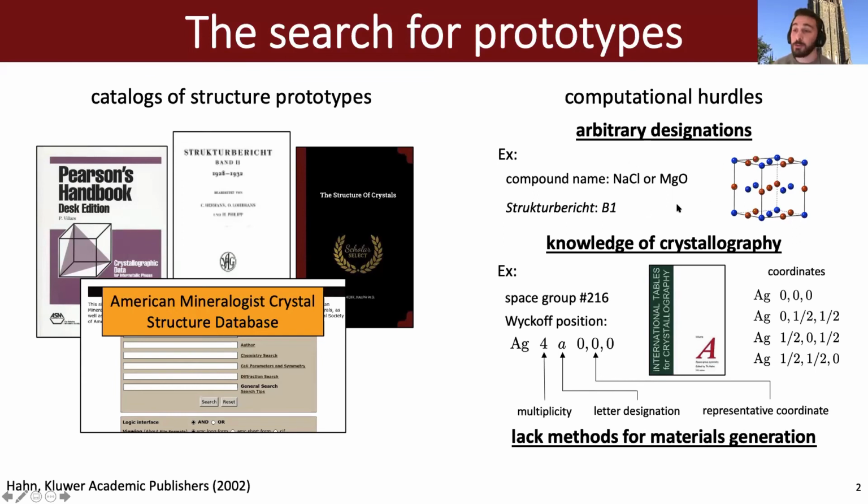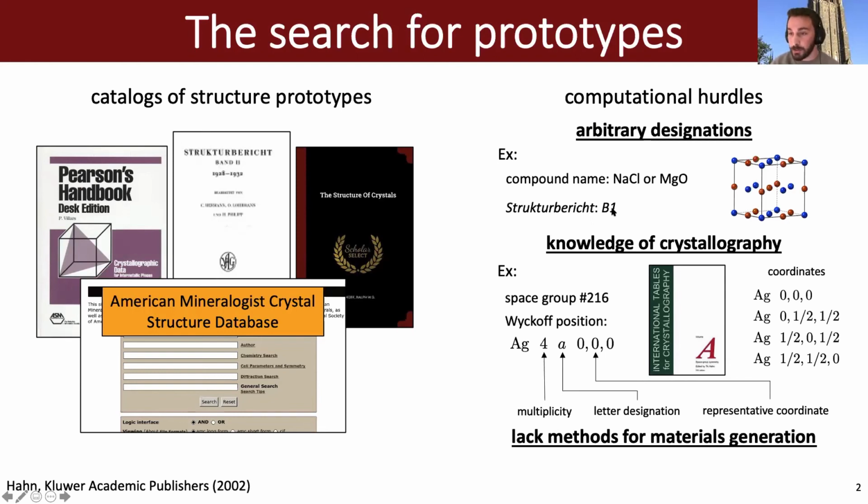And the second one is a lot of these typically have arbitrary designations. So for example, you might have the rock salt structure here, and sometimes it's referred to as NaCl, so sodium chloride, or maybe magnesium oxide. And they have the same geometry, same atomic positions, but they may be referenced differently depending on what material they chose as that representative. In addition, there's also this Strukturbericht designation.